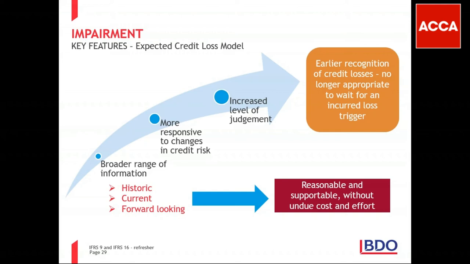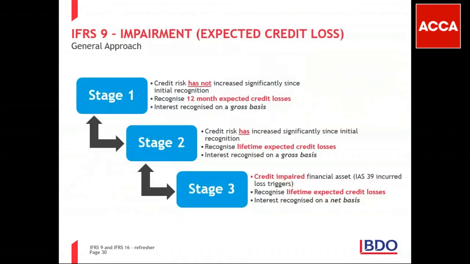Now, this broader range of information would be based on the historical patterns of receivables or assets, the current information that is available with the entity, and also they have to use forward-looking information to adjust their model. And that should be reasonable and supportable, available without undue cost and effort. So it's a very subjective concept in terms of expected credit losses.